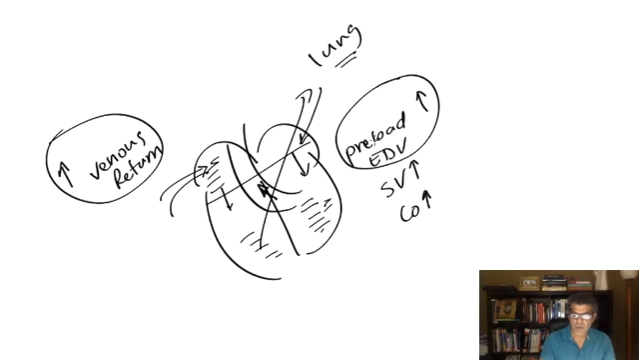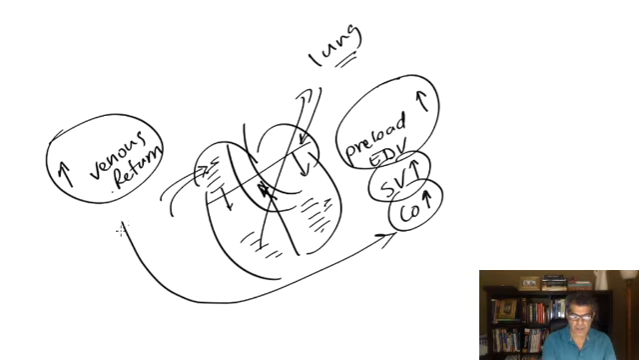And if your preload goes up, your stroke volume is going to go up and your cardiac output is going to go up. Your venous return and your cardiac output must be correlated. In other words, when venous return goes up, your cardiac output is going to go up. That's the fundamental idea of Frank-Starling law.